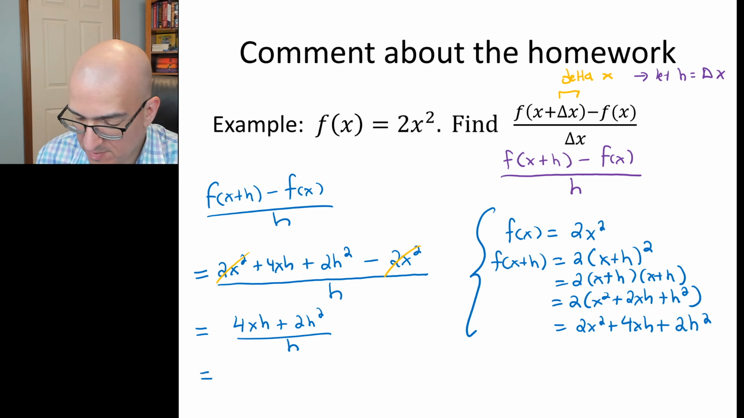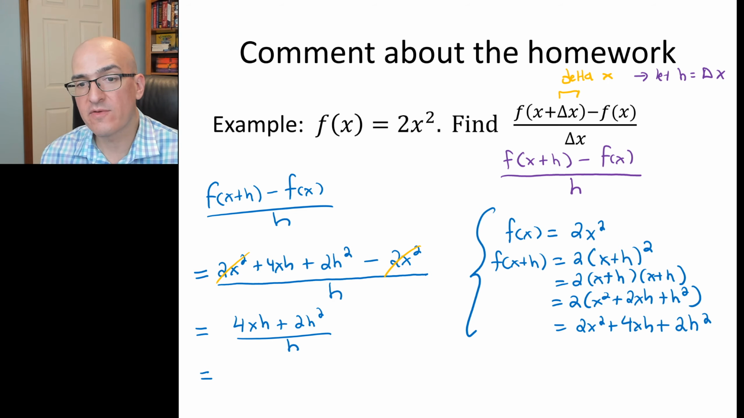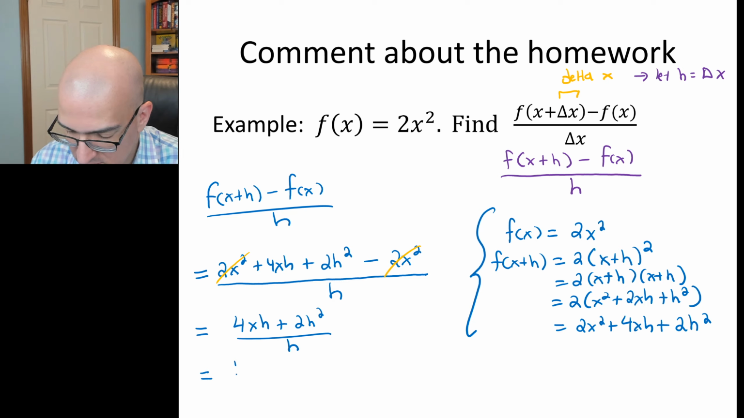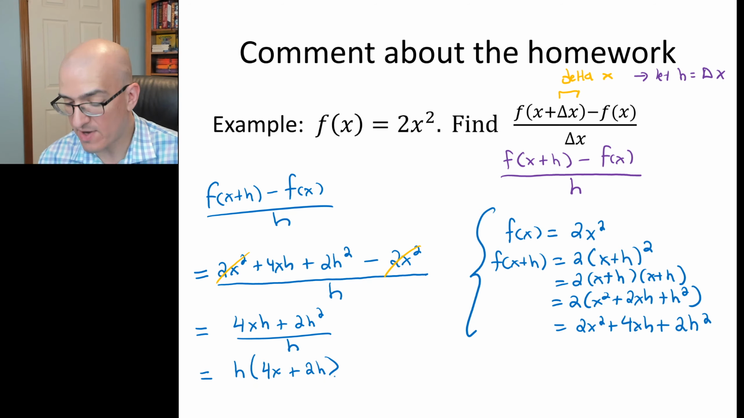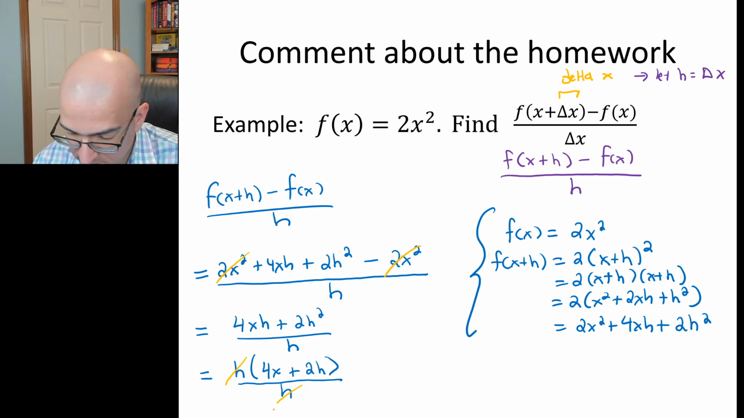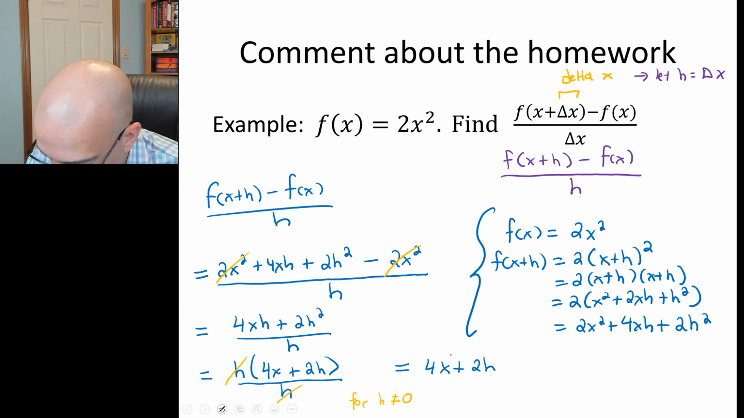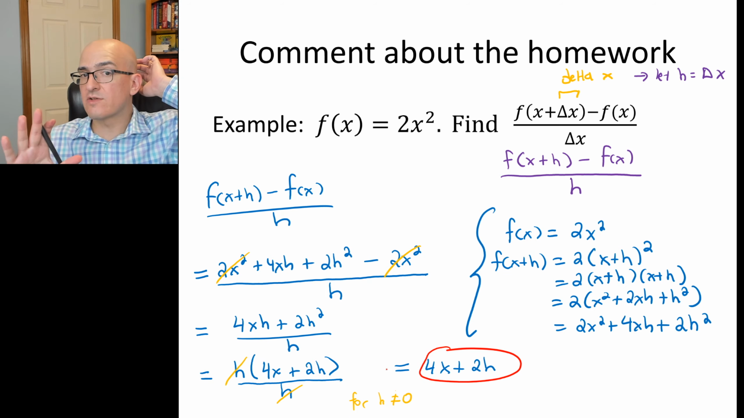So I'm going to common factor the top. Even though I can common factor a 2h out of the top, I'm going to common factor just an h out for strategic reasons. So h times 4x plus 2h is what's left over after I common factor an h from the top, all divided by h. Now I can cancel the h top and bottom, for h not equal to 0. So I'll just tack that on. That's going to be 4x plus 2h. That's the answer. That's all we were asked to do in the problem.